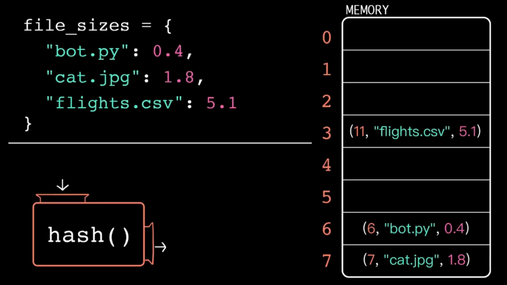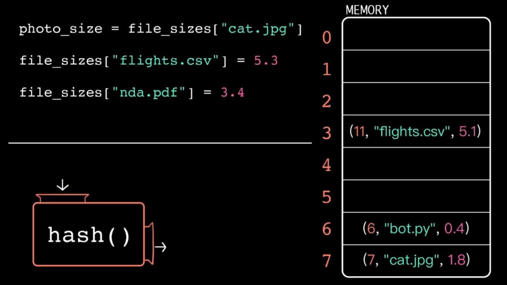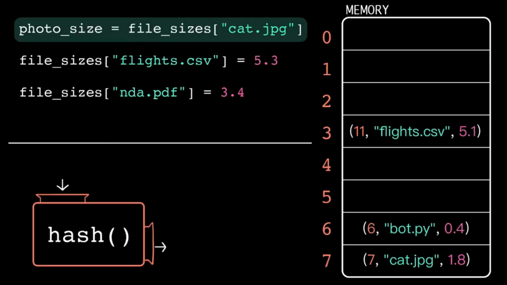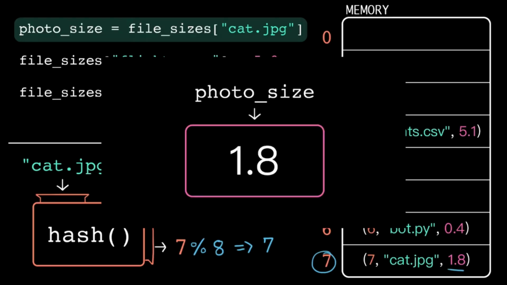Now that we have our dictionary defined, let's trace through a few accesses and updates. The right-hand side of this assignment statement accesses the value associated with the key cat.jpg. So the computer passes the key cat.jpg into the hash function. And then it takes modulo 8, since there are 8 slots. That gives us the index 7. So we go to slot 7, double check that the key matches. And since it does, we grab the value stored there.